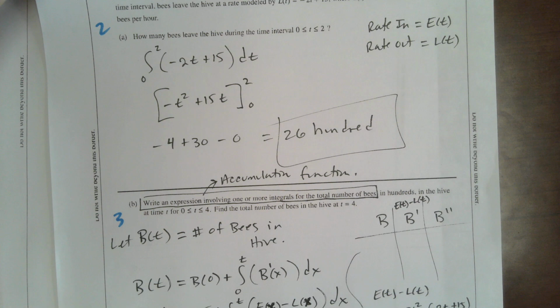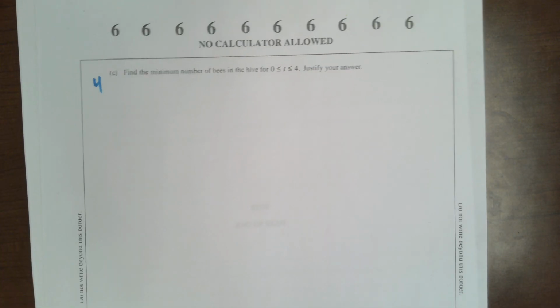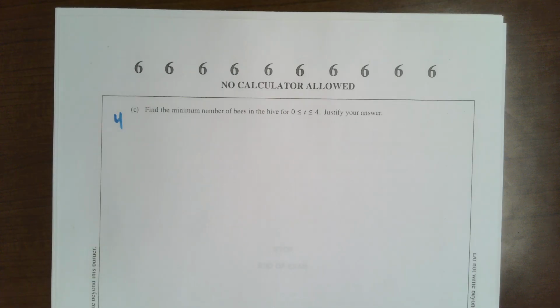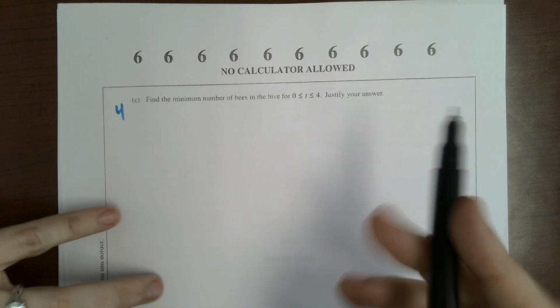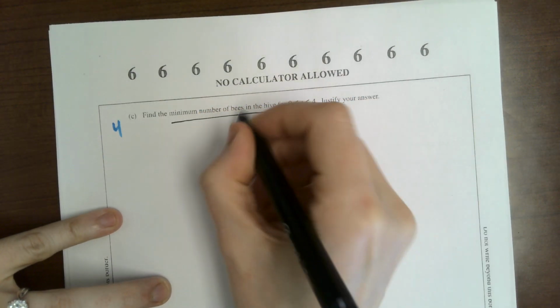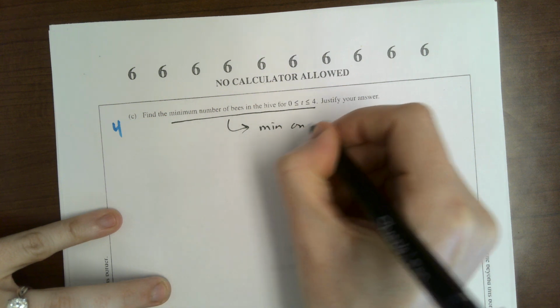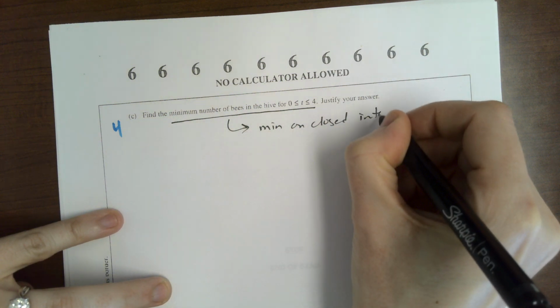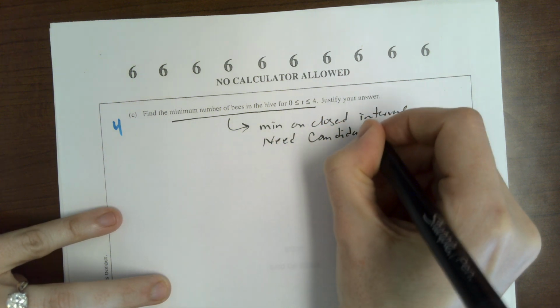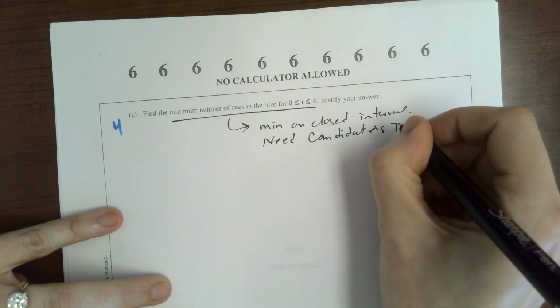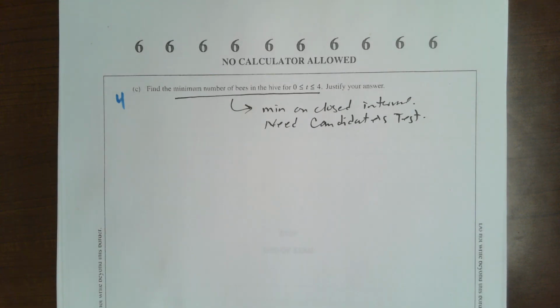Okay, so that was 3 points. Excellent. Last part, oh my God, all right. This is 4 points. Find the minimum number of bees in the hive for this time interval. Guys, min on closed interval. So we need the candidates test. And if you don't know what I mean when I say those words, you need to know that. When I say that, you should know how it goes.